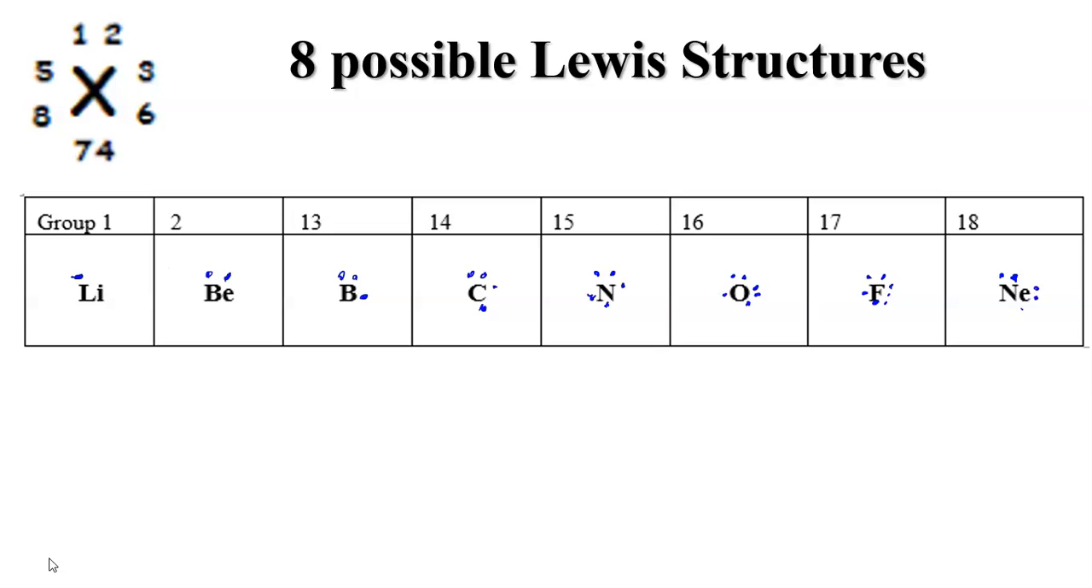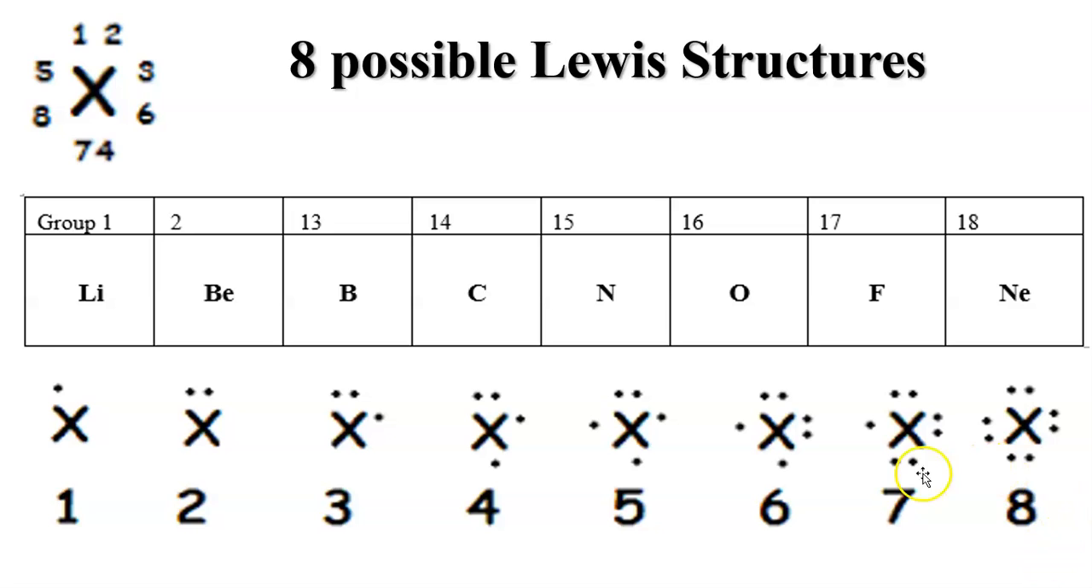So remember we said that your shells beyond the first one can only hold 8 electrons. Notice that neon has all 8. And we're going to go to the next slide. Check. And that's correct. You had 1, 2, 3, and so on.